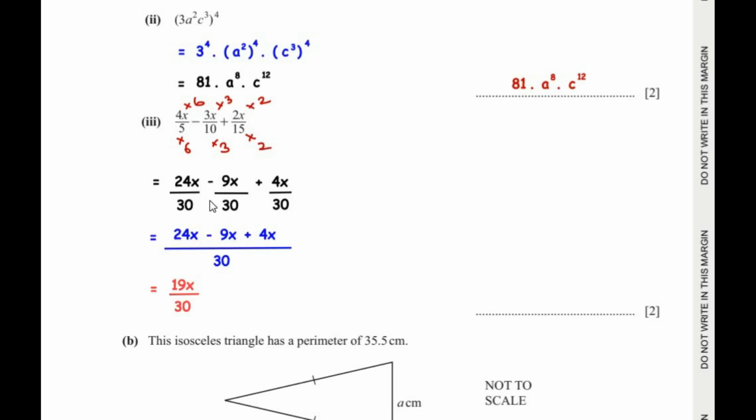Now since the denominator is the same, we can write it as a common denominator and add the entire numerator terms. So we have written here 24x minus 9x plus 4x over a common denominator 30. Now 24 minus 9 plus 4 gives us 19x in the numerator over 30. So this is the answer for this question.